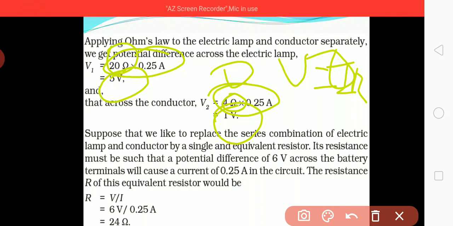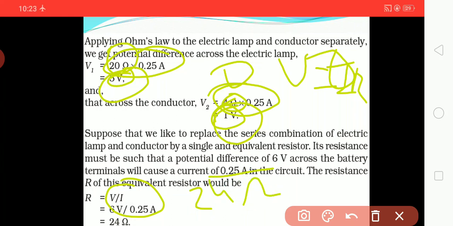So separately we have found the potential difference of the lamp and the conductor. Suppose that we would like to replace them by the series combination of the electric lamp and conductor. Then if we want to find the total, R = V upon I, which is 6 volt divided by 0.25 ampere. The total is 6 volt because 5 volt plus 1 volt is 6 volt. So the total resistance will be 24 ohm.